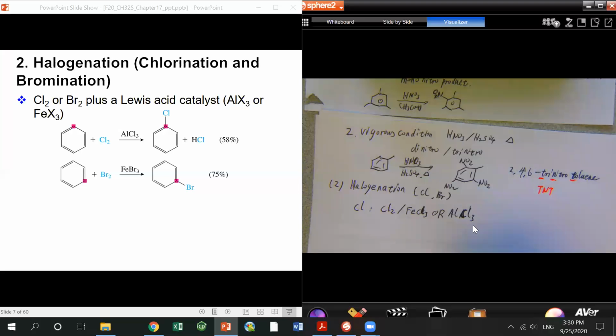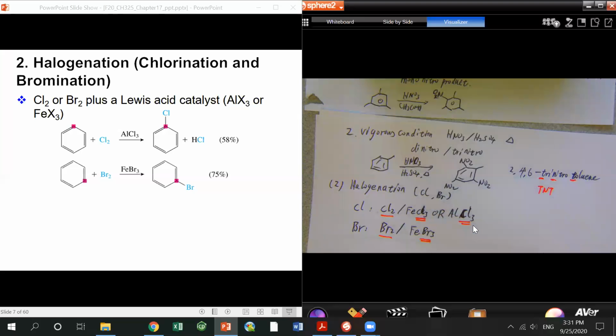So if you want to do the bromination, you use bromine as the reagent, and this time you use iron bromide, FeBr3. So just keep in mind, whenever you do chlorination, the counter ion for your Lewis acid has to be consistent with the reagent you want to add on. So Cl to the Cl. And if you want to do bromination, same thing. The counter ion has to be the same as the reagent you add on.